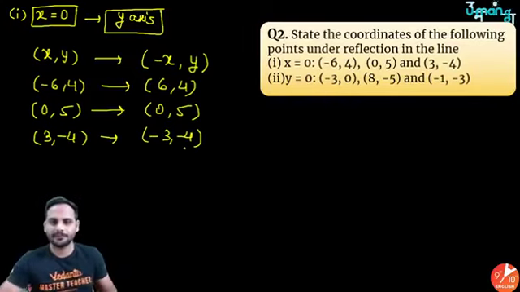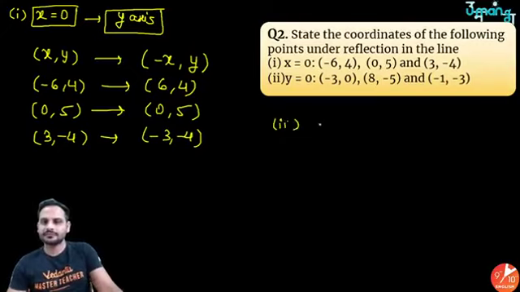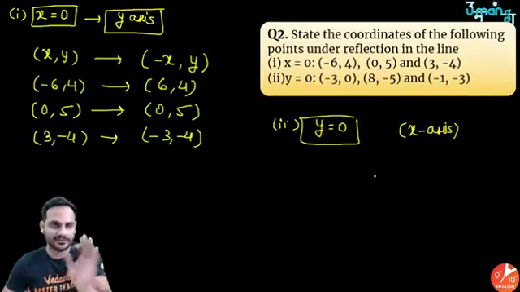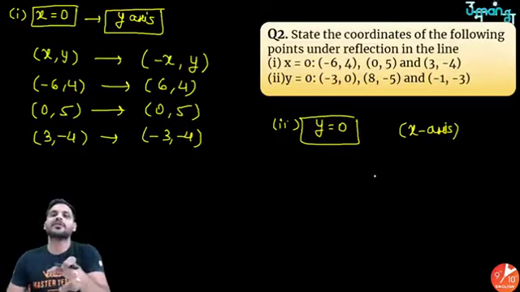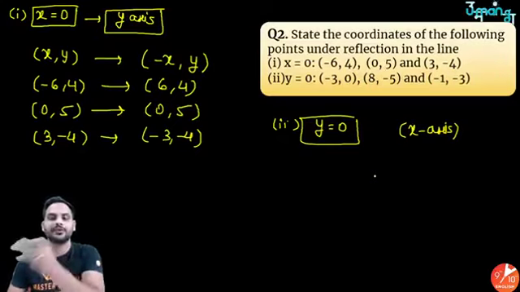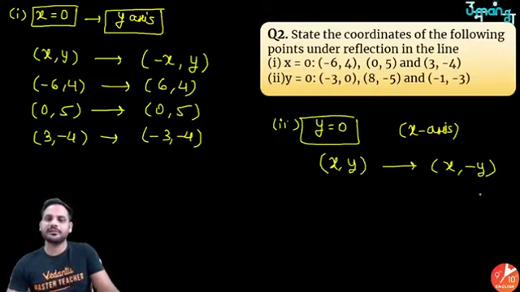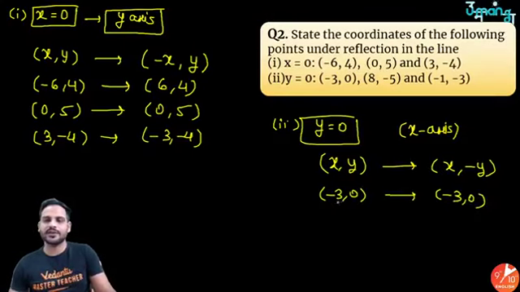Everything will satisfy. Okay, second point, look, y equal to 0. Y equal to 0 means what? X axis. Here you might make a mistake, you will think y equal to 0 means y axis. No. If it is y equal to 0, y coordinate is 0, on x axis. So y equal to 0 is the equation of x axis. So we know in this transformation, if a point is x comma y, x coordinate remains same, y coordinate will change its sign. So minus 3 comma 0 will remain minus 3 comma 0 since the point is on x axis. So any point on x axis is invariant point under reflection in x axis.